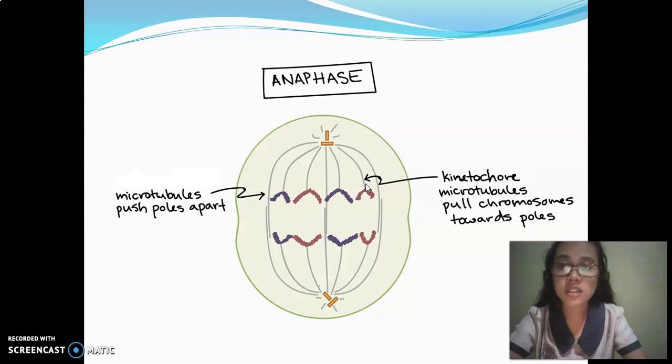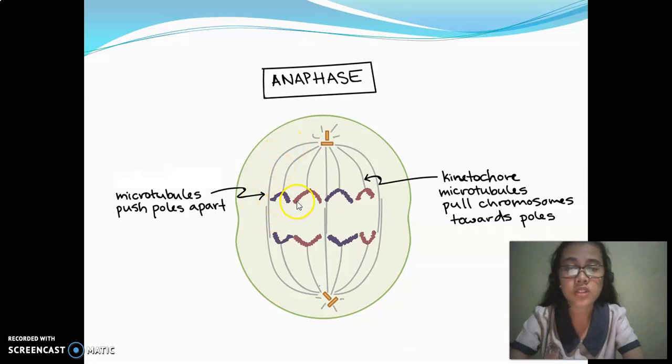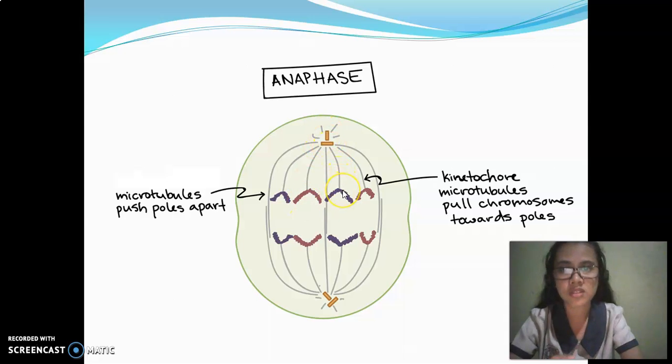Anaphase. The sister chromatids separate from one another, there, and are pulled towards the opposite poles of the cell. The microtubules that are not attached to the chromosomes, here, push the 2 poles of the spindle apart, while the kinetochore microtubules are the ones who are pulling the chromosomes towards the poles.